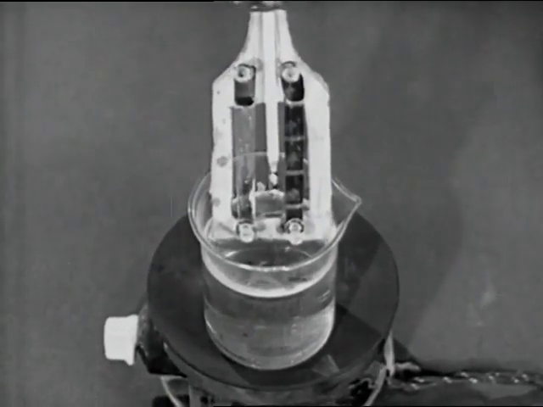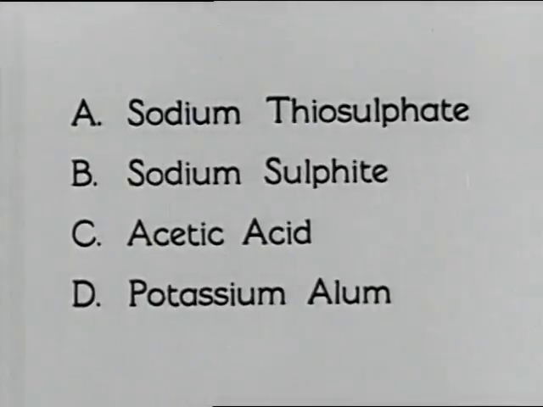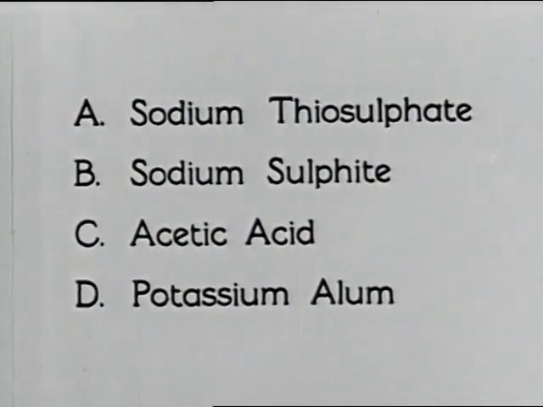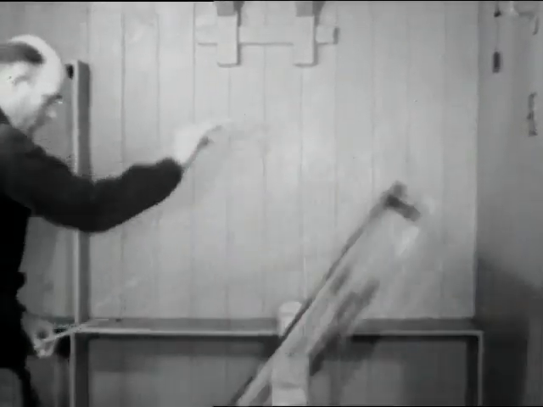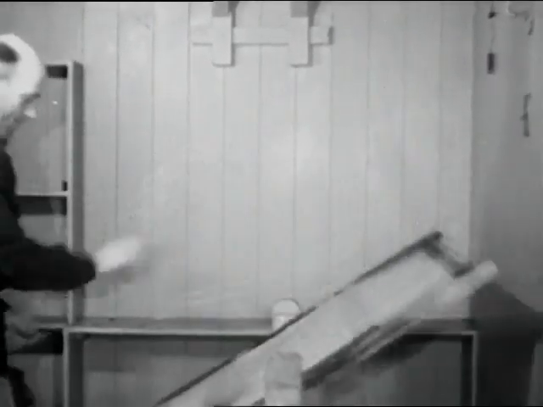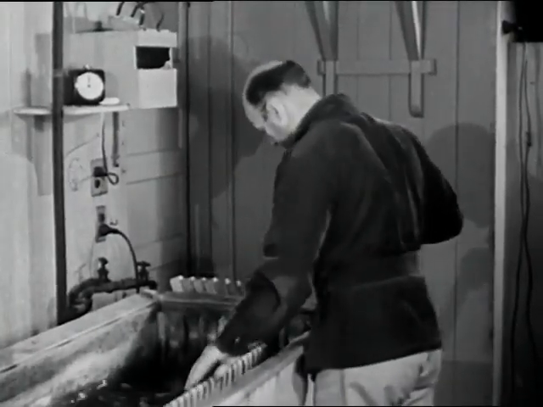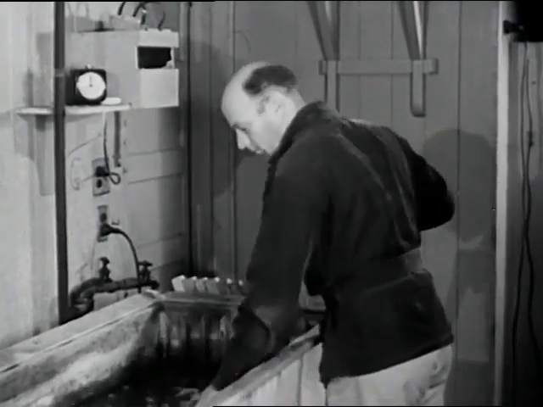The ingredients of a fixing solution are therefore sodium thiosulfate, sodium sulfite, acetic acid, and potassium alum. These scenes show the darkroom operations of the laboratory in the old days. Film was handled manually, and the photographic quality was judged by eye.